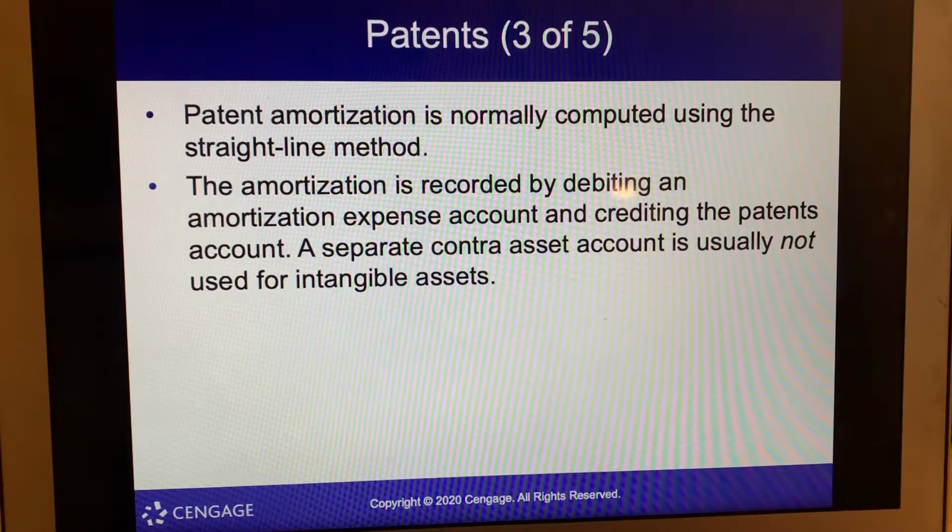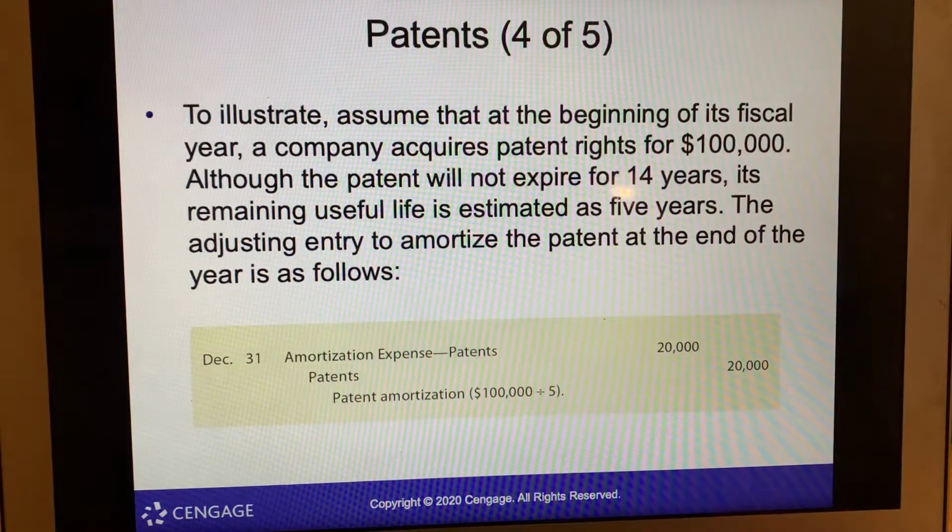Patent amortization is normally computed using the straight-line method. The amortization is recorded by debiting an amortization expense account and crediting the patents account. A separate contra asset account is usually not used for intangible assets. So keep that in mind, there's no contra asset. So here's what this would look like.